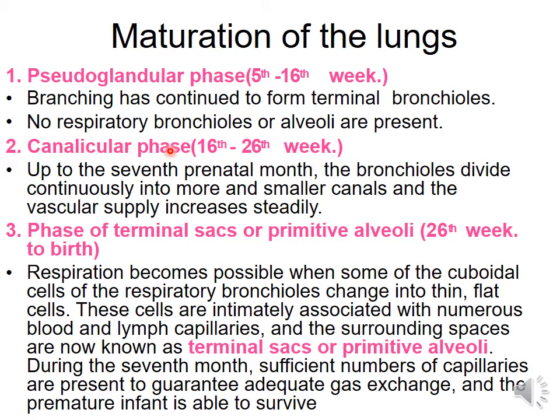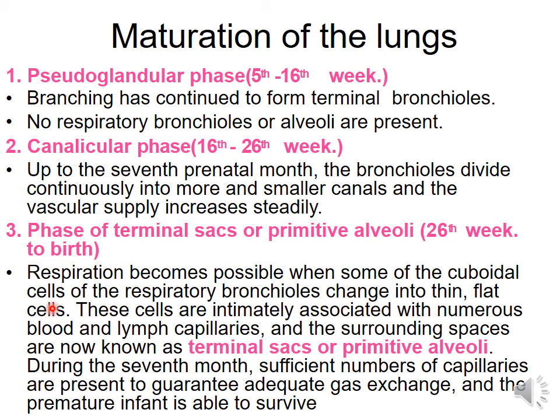The canalicular phase or period is up to the 7th prenatal month. The bronchioles will divide continuously into more and smaller canals. The vascular supply increases steadily at this stage. Now, the terminal sacs or primitive alveoli occur at this phase, where respiration becomes possible.